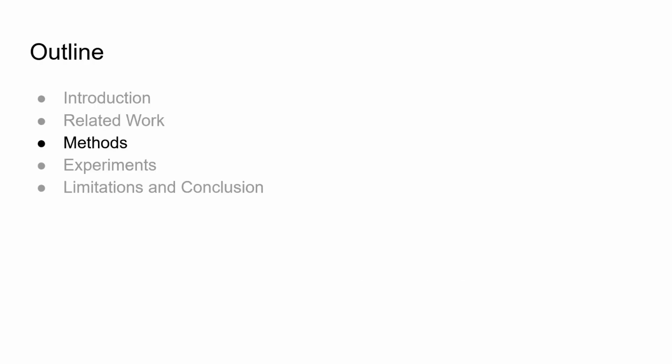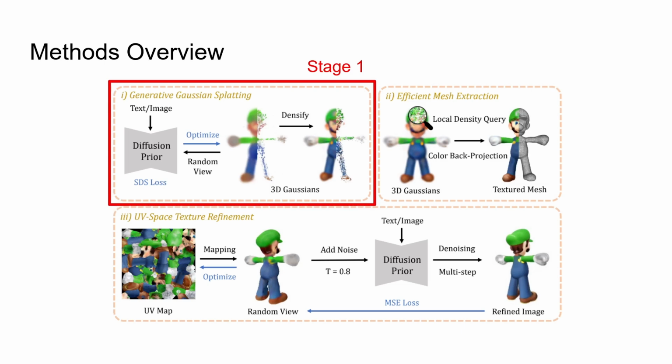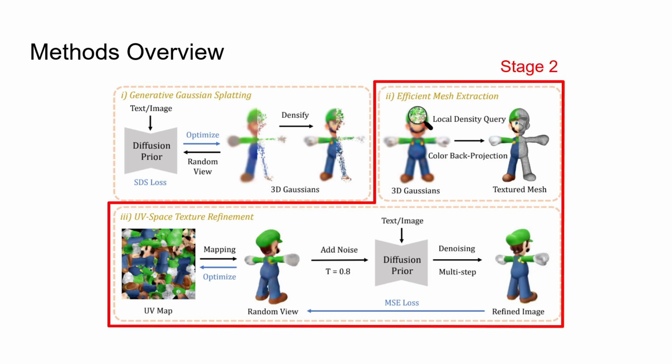Now we'll dive into methods. Here is the method overview. As illustrated in this diagram, DreamGaussian aims to generate 3D models from a text or image prompt, and it is divided into two stages. The first stage is generative Gaussian splatting, and the second stage is efficient mesh extraction with UV space texture refinement. We'll talk about the details one by one.